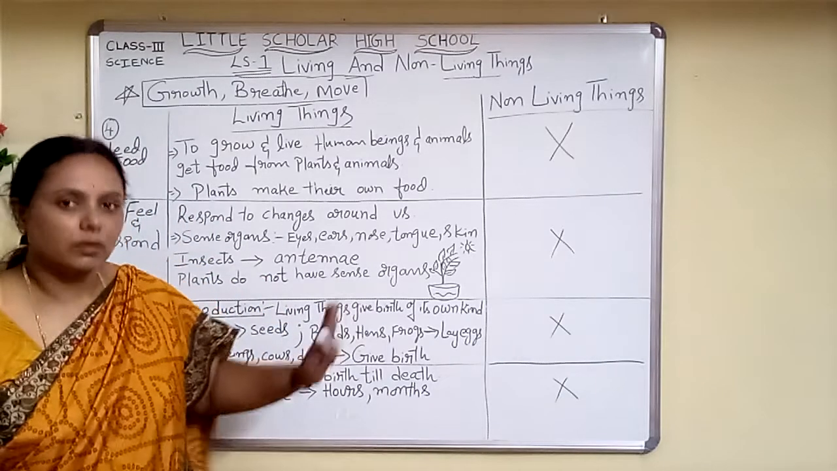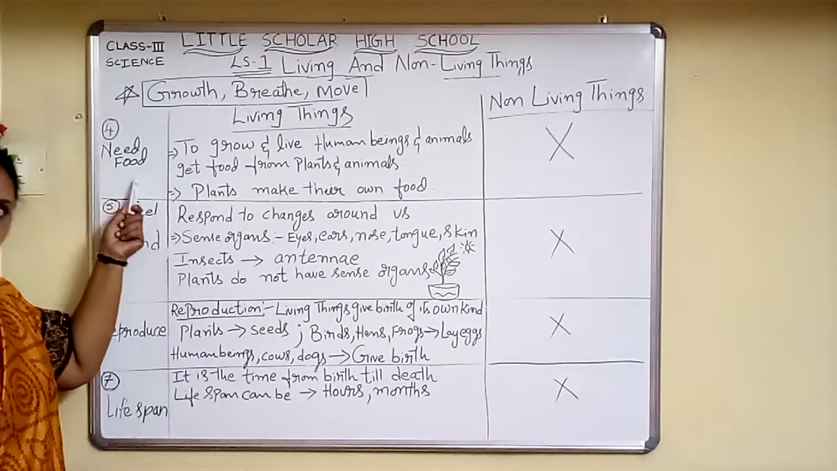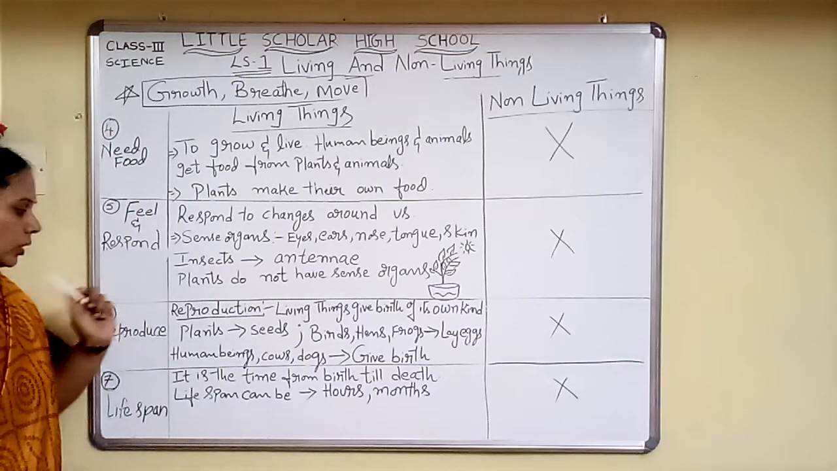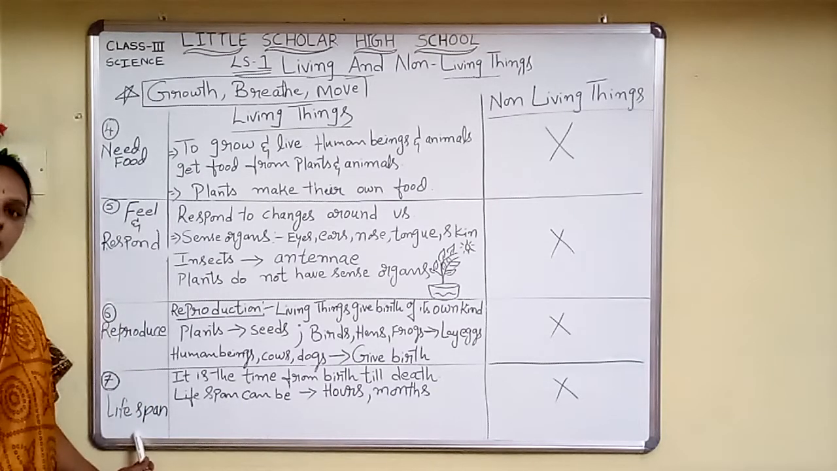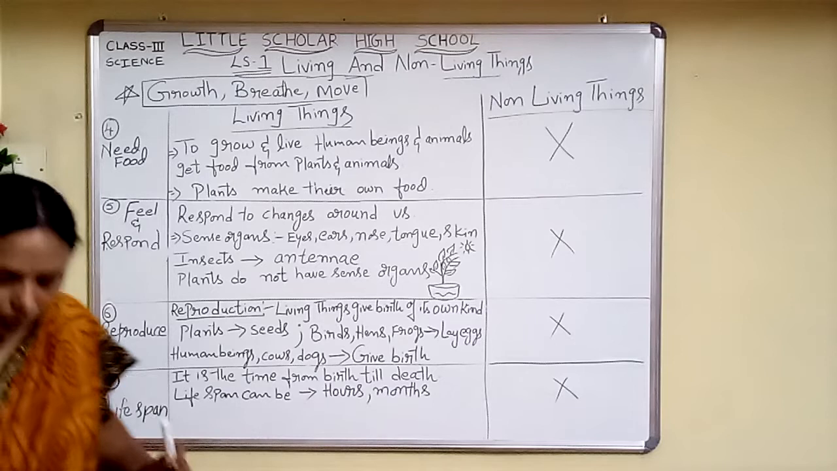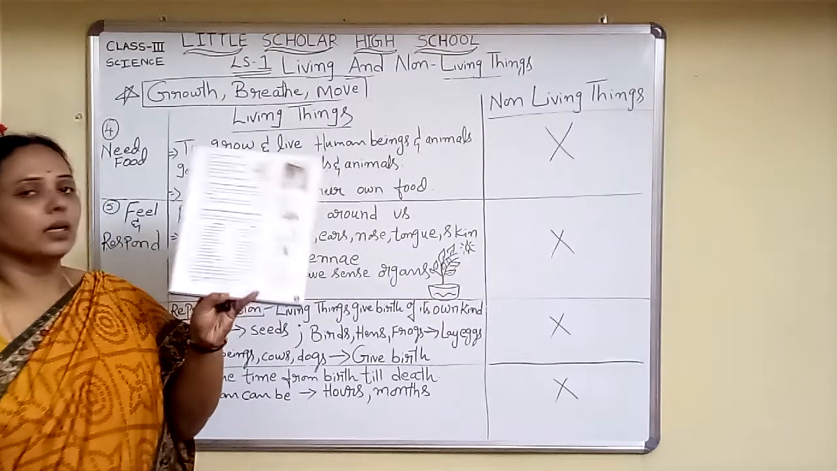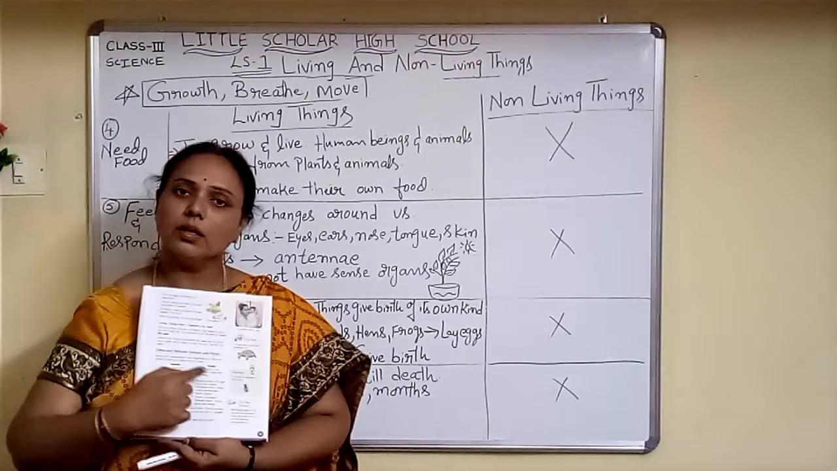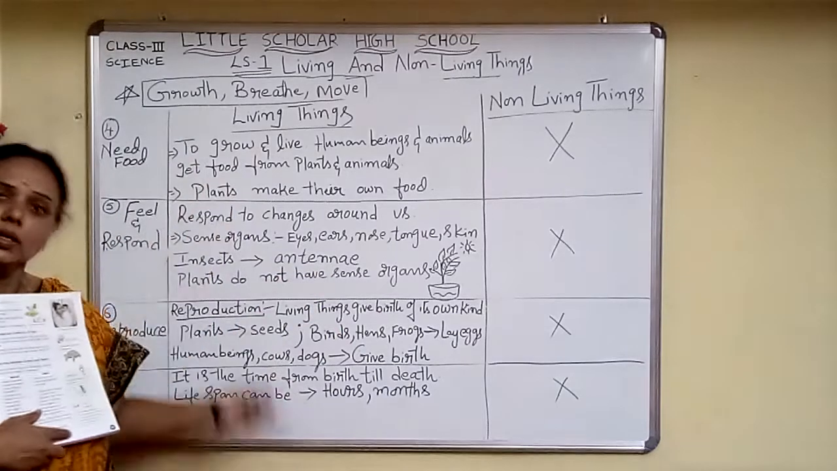Nothing of that. Overall what we have to say is, living things need food to grow and live, living things feel and respond, living things reproduce, and living things have a certain lifespan. Now when you come to your textbook on page number 15, it is again clearly mentioned about the differences between living things and non-living things. The same points that we have discussed in our class.